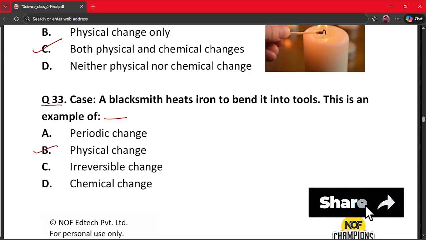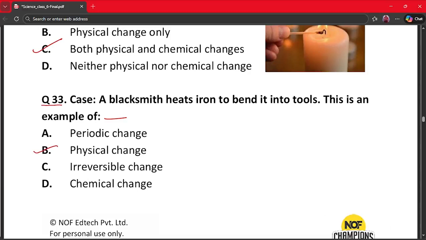So heating changes the shape of iron and here no new substance is formed. So the change can be reversed. Thus it is a physical change. So the correct answer is option B.